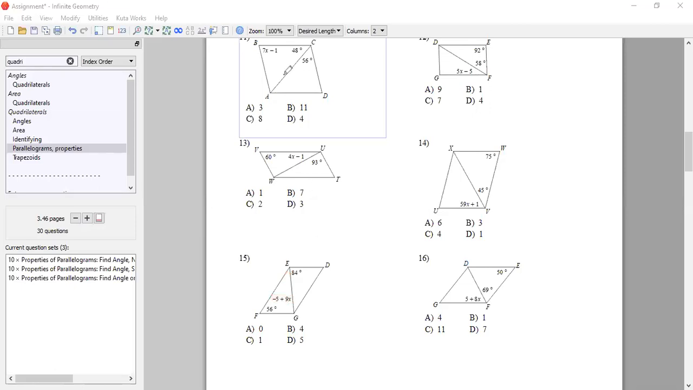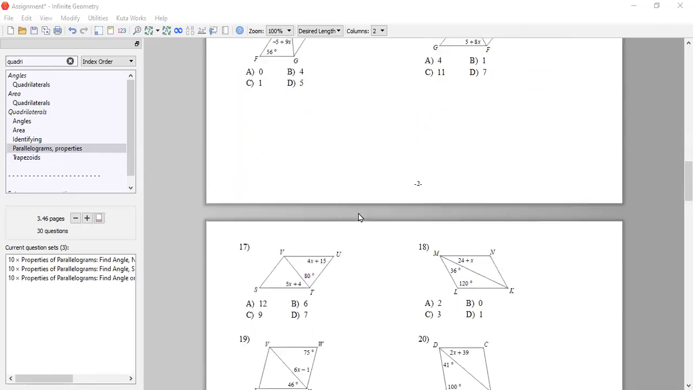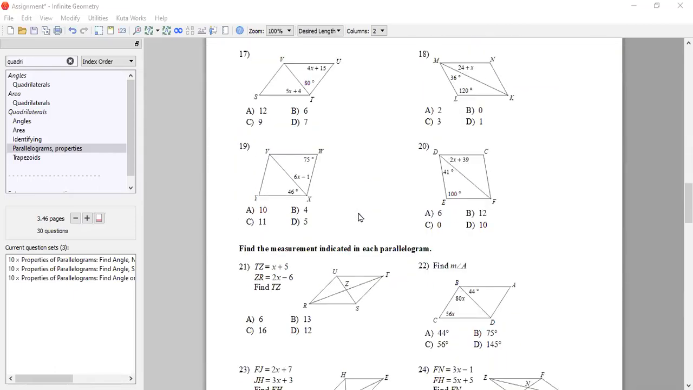So you might think that it's talking about the length of a side. That is actually the measurement of that angle. So be careful when you're looking at those. That is that angle. If we scan down this worksheet, there may be some more that are kind of like that.